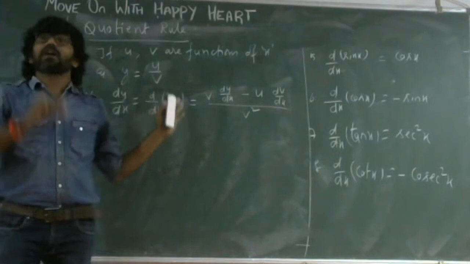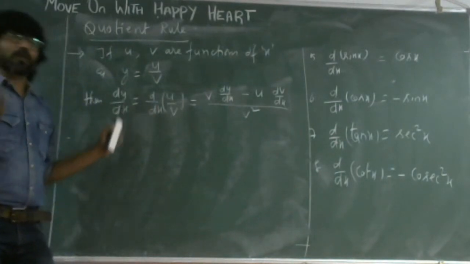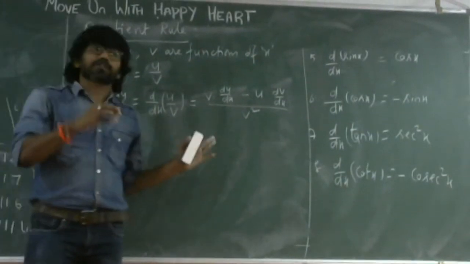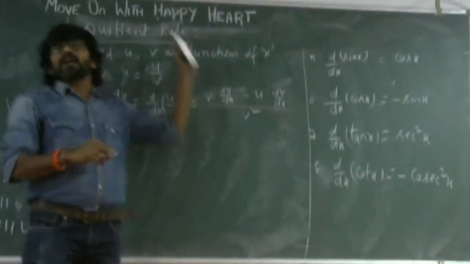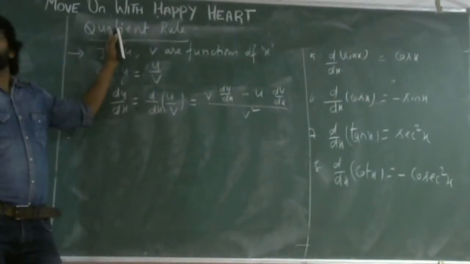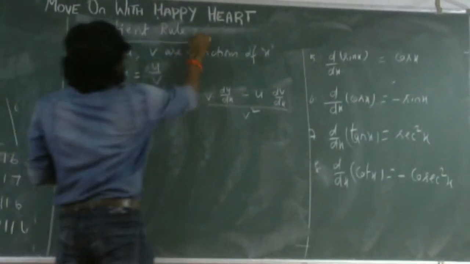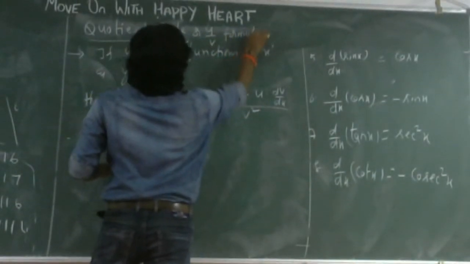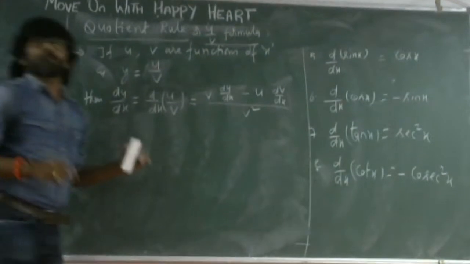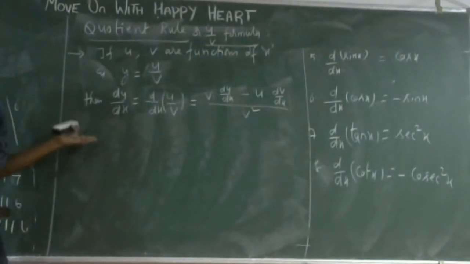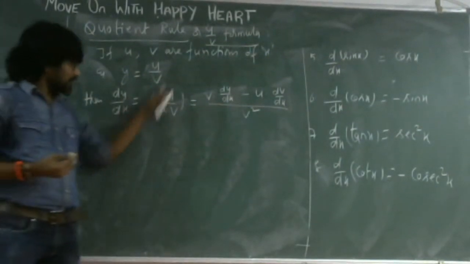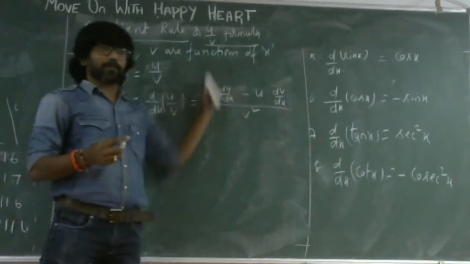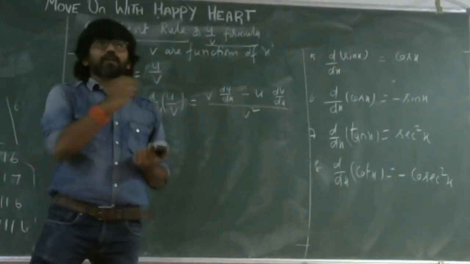This is also called the u by v formula. Sometimes we call the product rule the uv formula and the quotient rule the u by v formula. The u by v formula is given by, for differentiation, d by dx of u by v, when u and v both are functions of x. Got it? How can you use this?